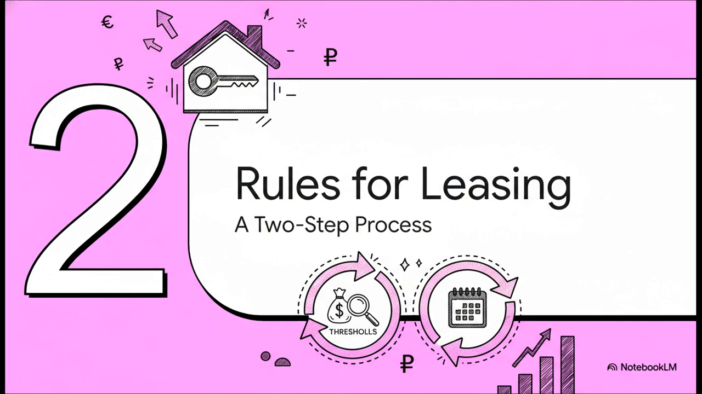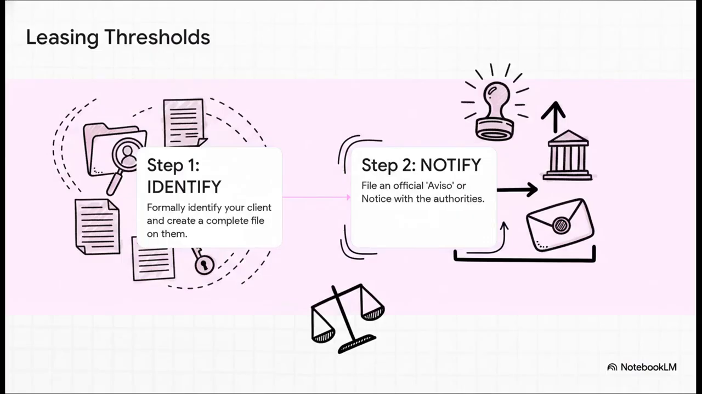Now, what's really important to get here is that for rentals, it's not just one rule. It's a two-step process with two completely different thresholds you have to keep on your radar. And this is where it gets really specific. Your duties are split into two levels. The first level is identificación, which is exactly what it sounds like. You have to formally identify your client and build a complete file on them. But the second and more serious obligation is filing an aviso, which is an official notice sent directly to the authorities. Two different actions triggered by two different amounts.